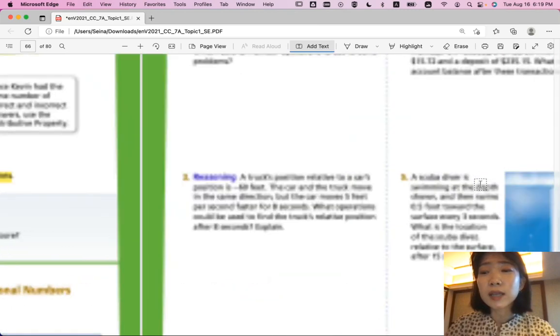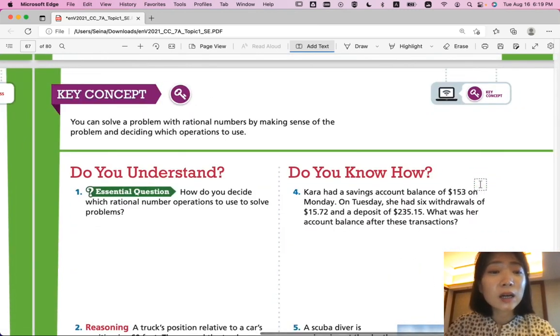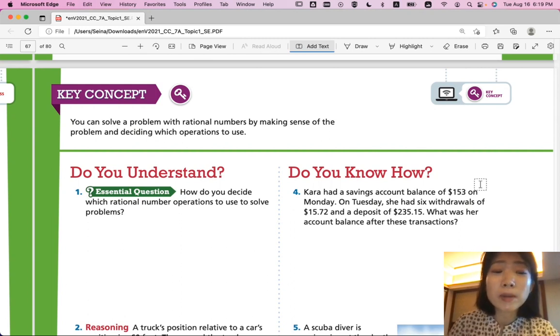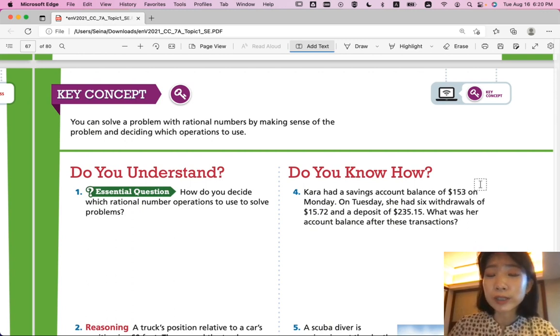Okay, let's wrap up our lesson. This lesson 10 was about solving problems with rational numbers by making sense of the problem and deciding which operations to use. Please apply all the rules you learned in this topic to decide which operation to use and how to use the rules of operations to solve problems with rational numbers.